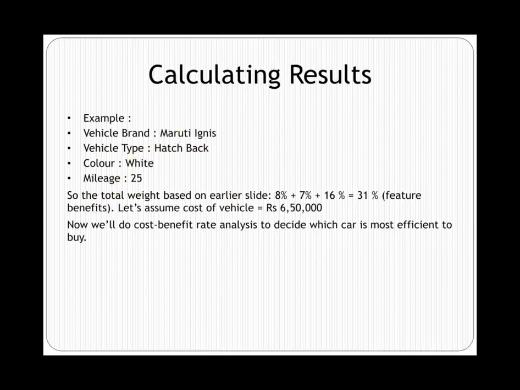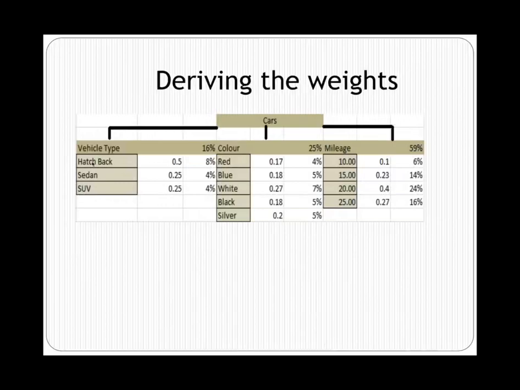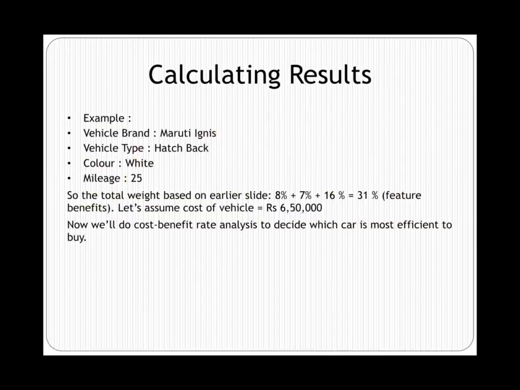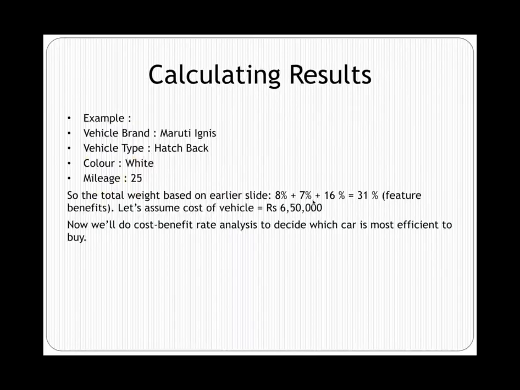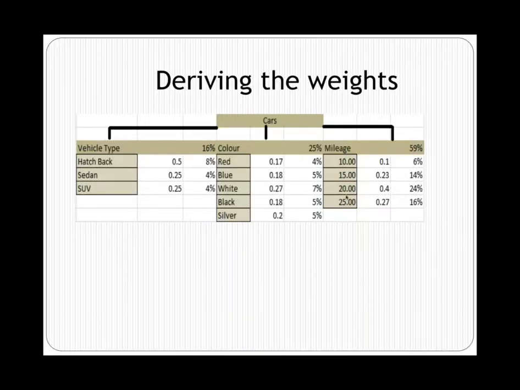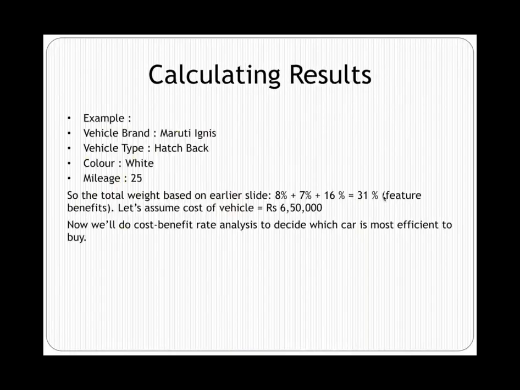So now by using all of these weights, we can calculate the best car for us according to the feature benefits, and the best car is going to be Maruti Ignis, having a vehicle type of hatchback and color as white and mileage as 25. So you can see that this is hatchback, so we get an 8% weightage. Then you have white color, so 7%, and then you have 25 mileage, which is 16%. So 31%. So 31 will be the score of the weights which will be assigned to Maruti Ignis.